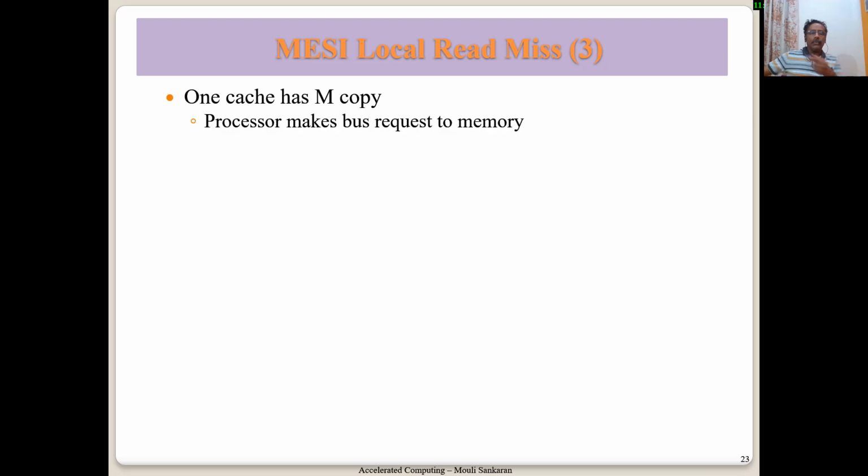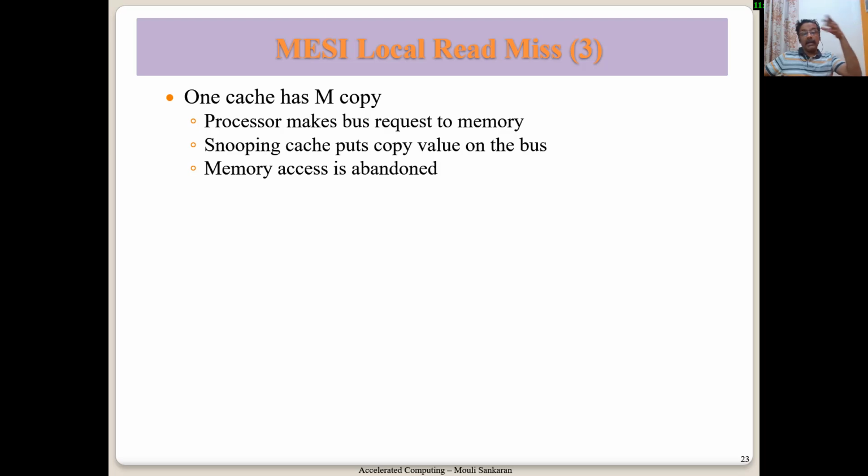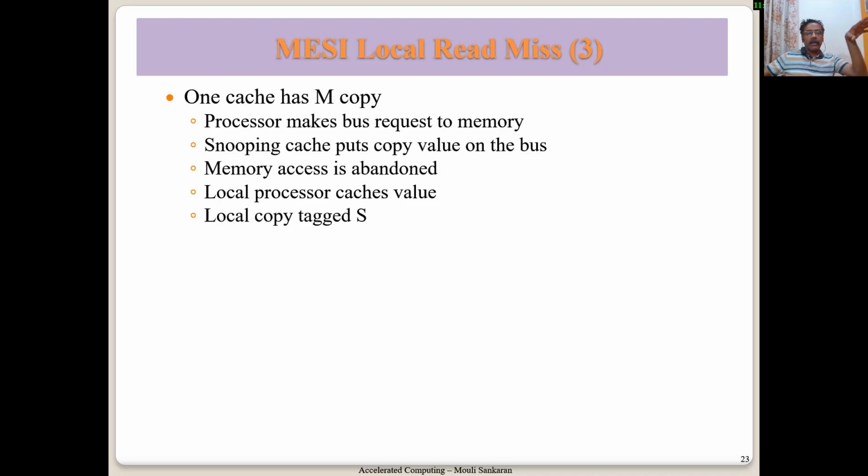So what do you do? The processor makes a bus request. Now it is abandoned. Snoopy cache catches that thing, puts the copy value on the bus. Okay, the modified copy is there in one of the processors, so it gives that value to the core which is asking for it. Memory access is abandoned by the core which is making a read access. Okay, local processor caches the value, local copy tag to yes. Okay, and source M value copied back to memory.